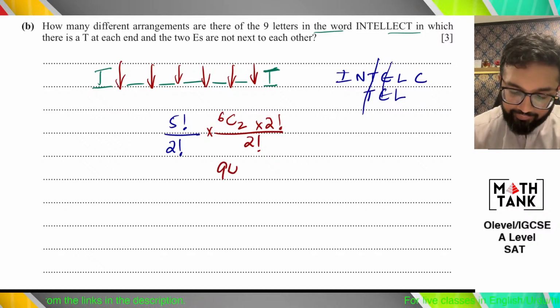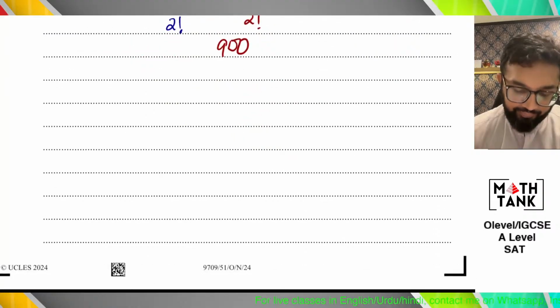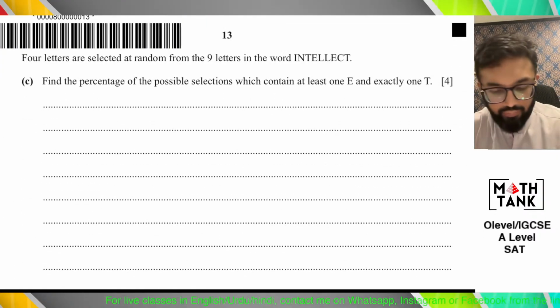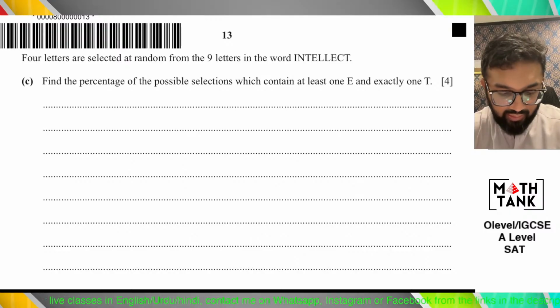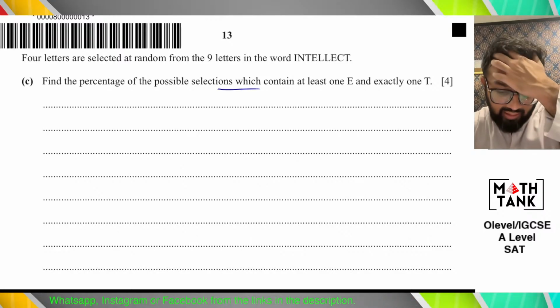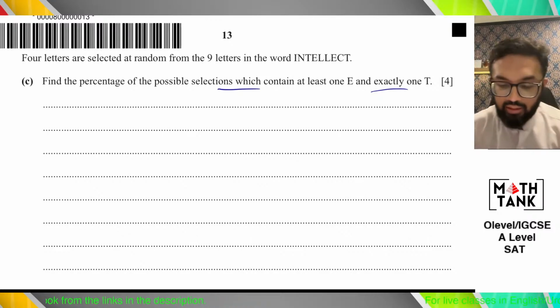900. Then 4 letters are selected at random from the 9 letters in the word intellect. Find the percentage of possible selections which contain at least one E and exactly one L, exactly one T.